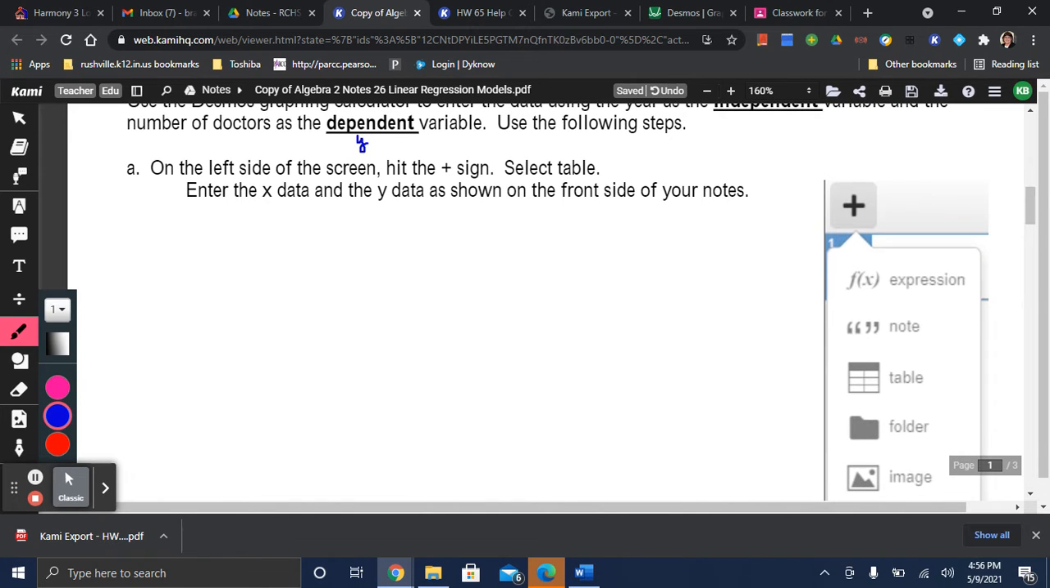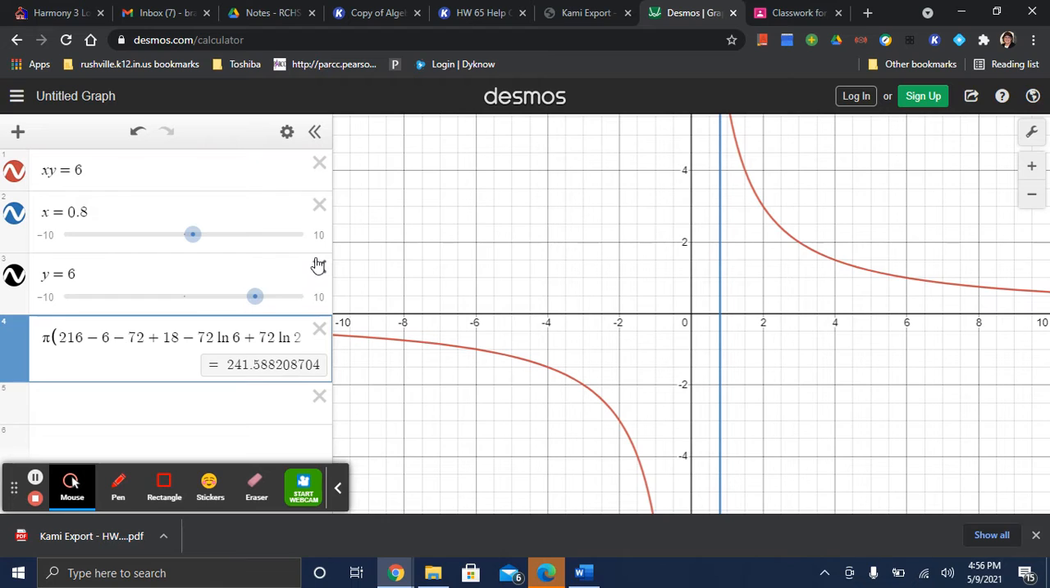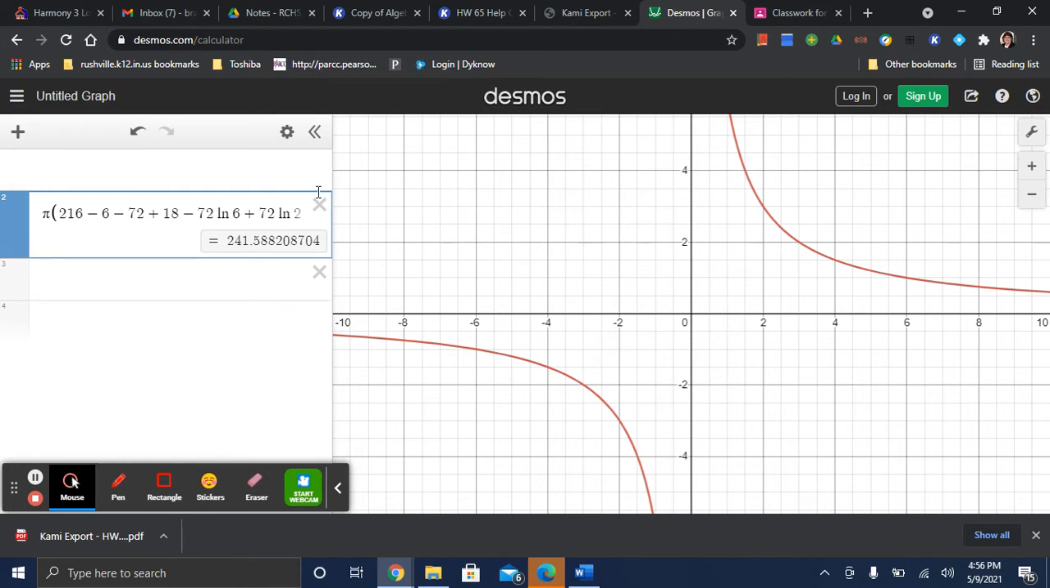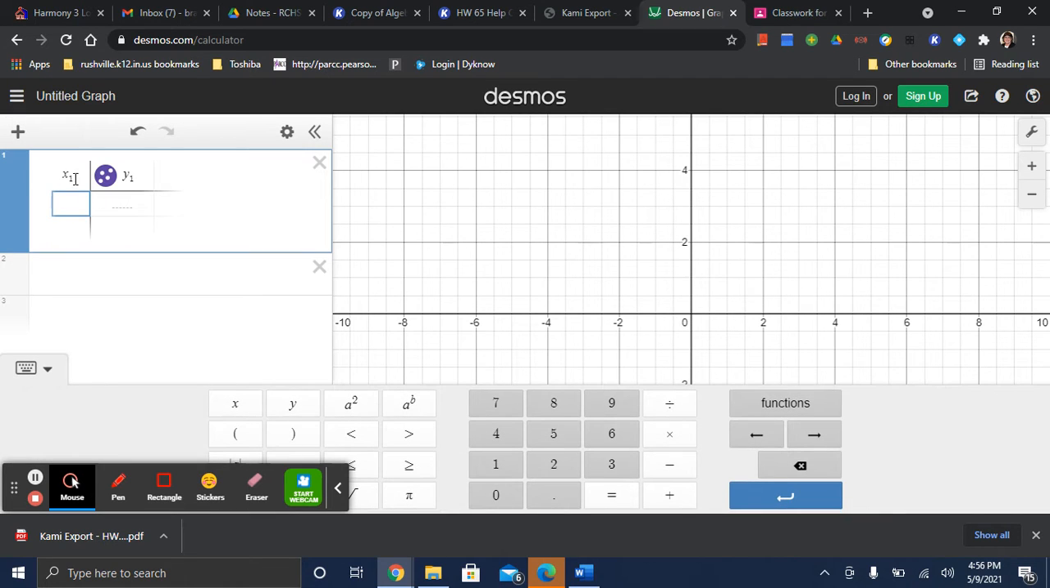So if you'll get to your graphing calculator on Desmos, it says to, on the left side of the screen, hit the plus sign. So we are looking for this symbol. And I'll go ahead and get on Desmos myself and let you see those. Let me get rid of these graphs. So this is the plus sign. When you hit that, it comes up with these. And the first thing you would need to do is to enter the data into your table. So I'll go ahead and do that.